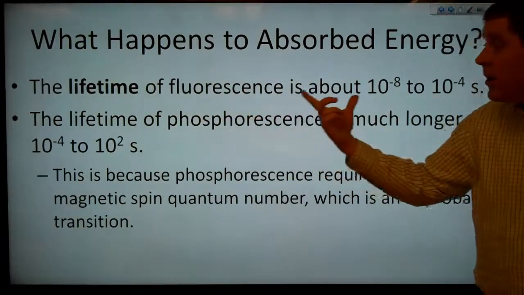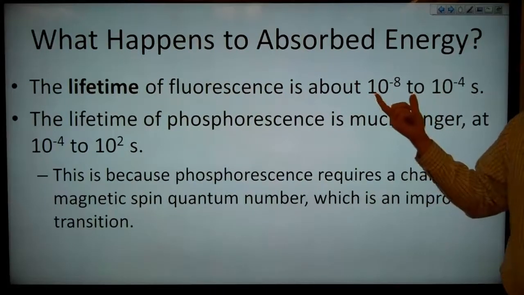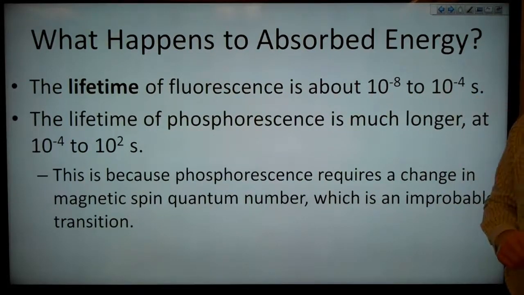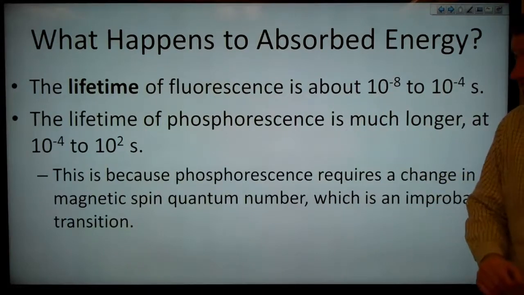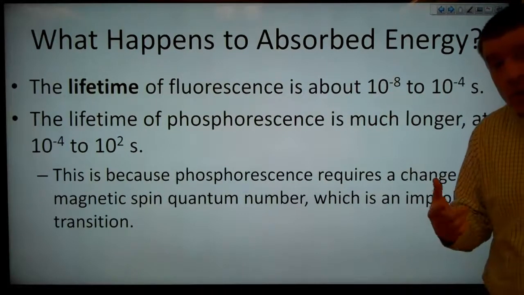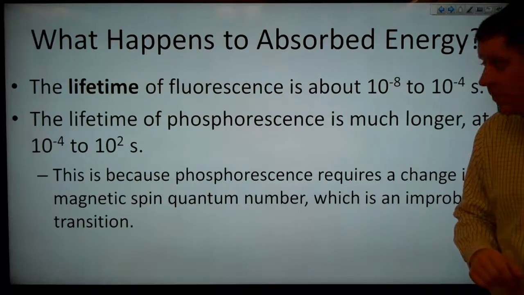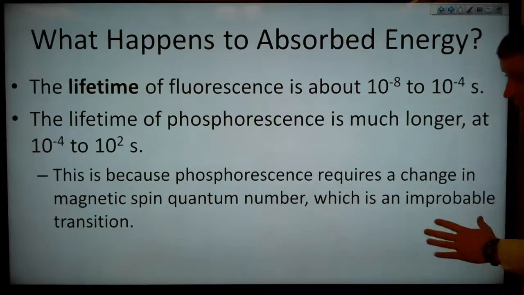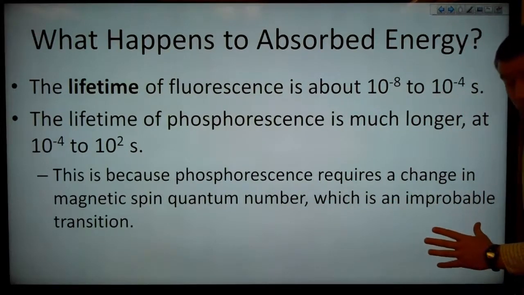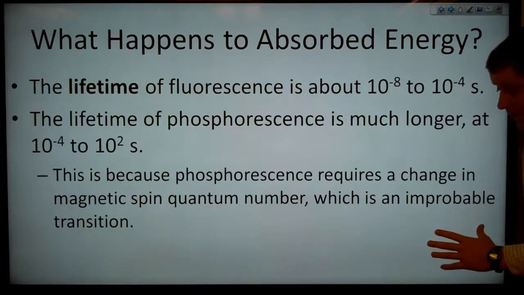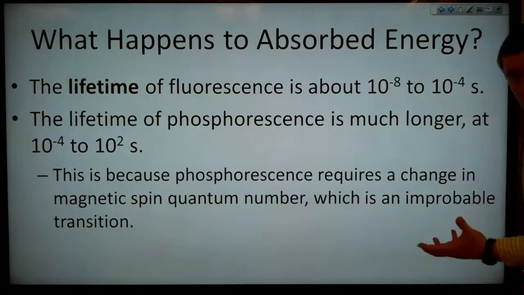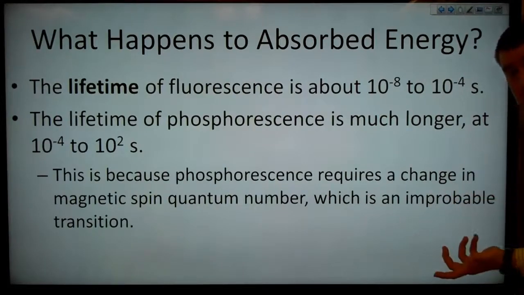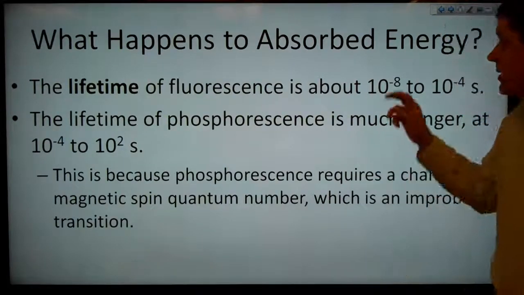So the lifetime of fluorescence is about 10 to the minus 8 to 10 to the minus 4 seconds. The lifetime of phosphorescence is significantly longer at around 10 to the minus 4 to 10 to the plus 2 seconds. And this is because phosphorescence requires a change in magnetic spin quantum number, that m sub s value, which is an improbable transition. So it takes a lot longer for us to get our molecules out of this state and back into the ground state.